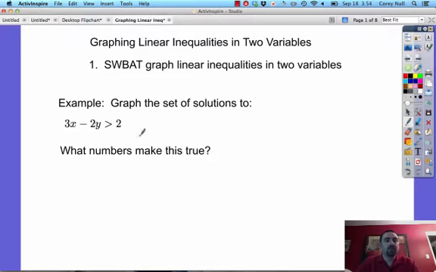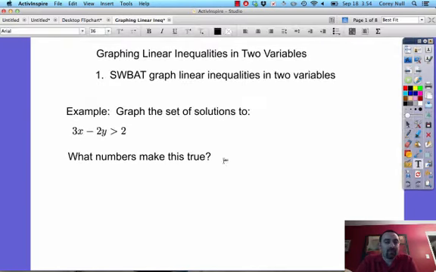So here's what we'd like to do. We'd like to graph the set of solutions to something like this: 3x minus 2y is greater than 2. Now, we've got two variables, so instead of a one variable solution, a plain old line, we're going to need a set of axes. A solution to this inequality will be a pair of numbers, an x and a y. And the question is, what kind of numbers make this true?